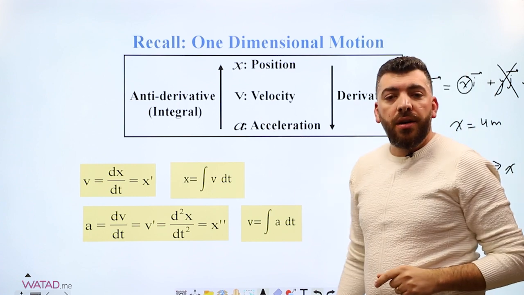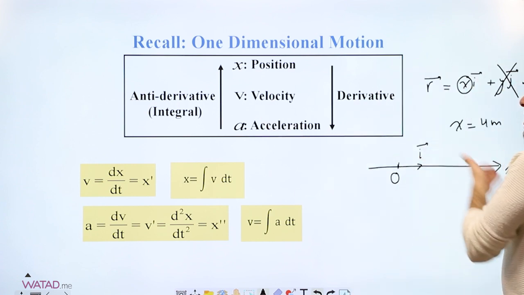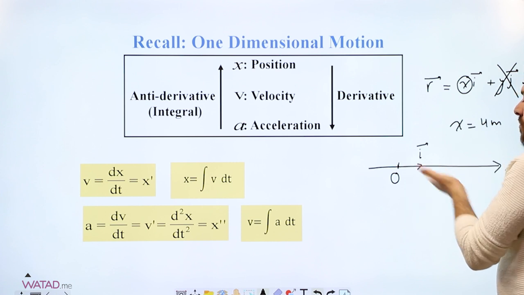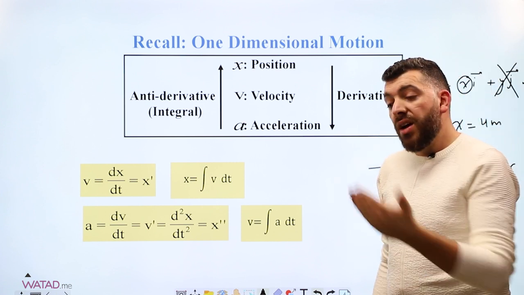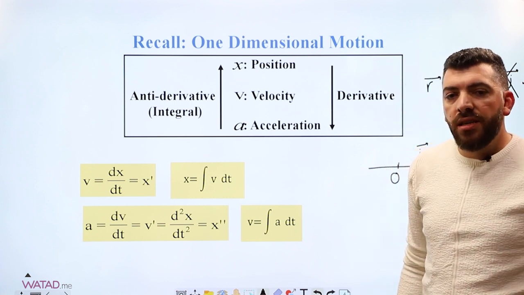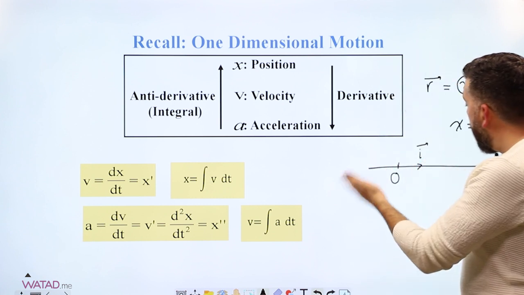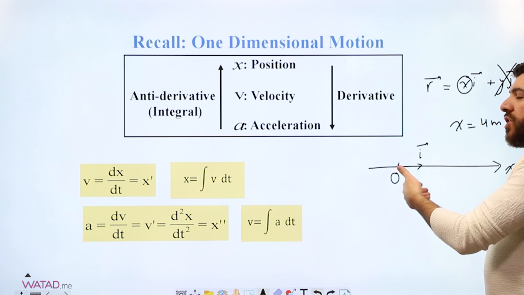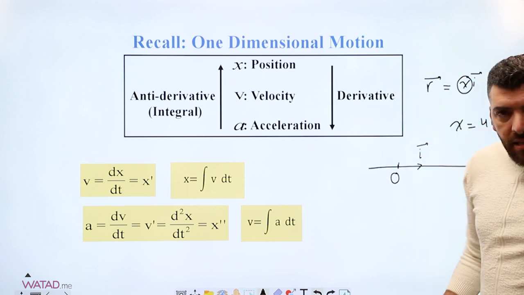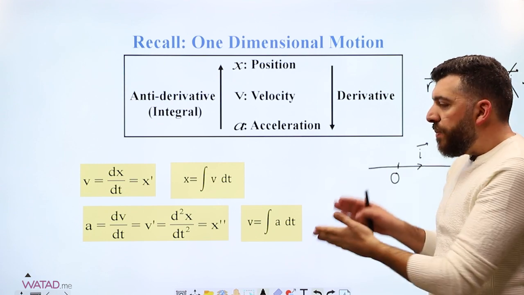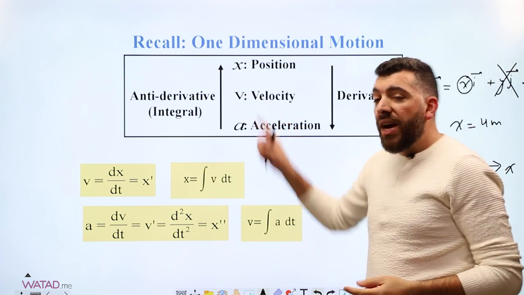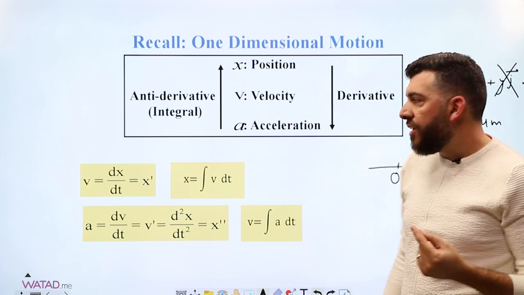The velocity is the same thing. If the car is moving to the right on this axis, for example, with a speed of 6 meters per second to the right, then v is plus 6. If it's moving to the left, the velocity will be minus, for example, minus 6 if the speed is 6. So minus means it's moving to the left, plus means moving to the right. So this is a vector quantity. It's not a scalar quantity.